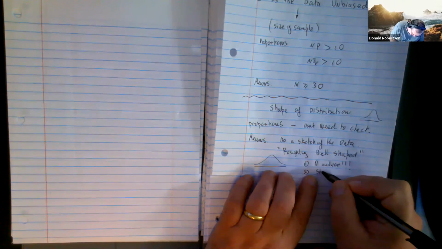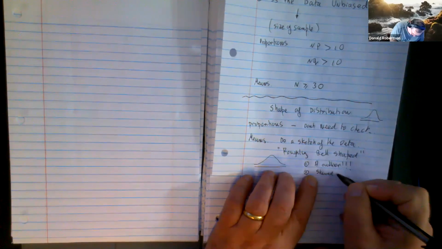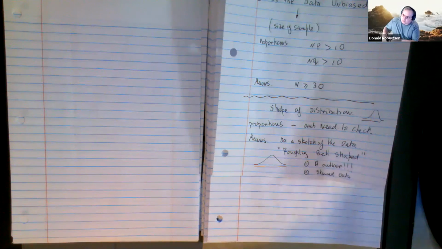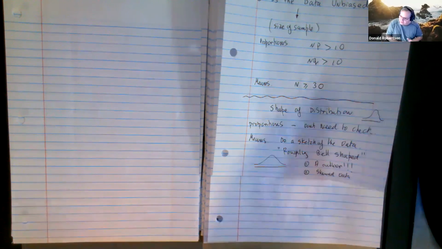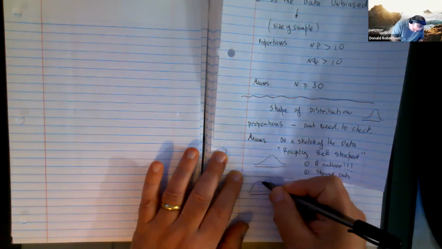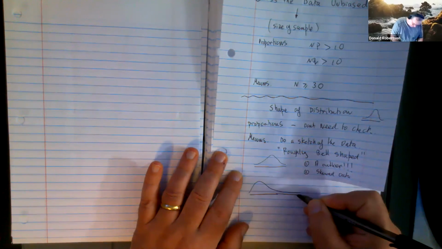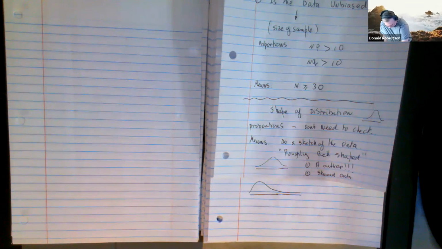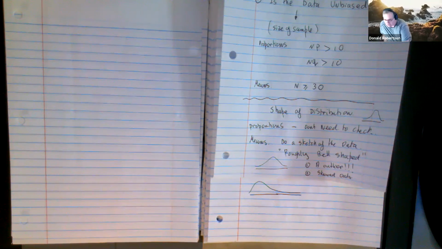Second is skewed data. It's okay for the data to be roughly symmetric, which means it can be a little bit big on one side, a little bit small on the other, and that's fine. You do not want data that is skewed. If the data is skewed either to the left or to the right, you can't do a hypothesis test on it.